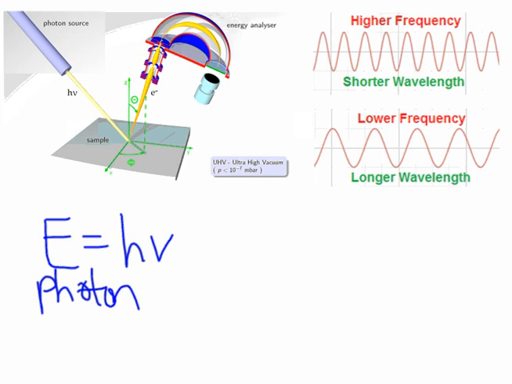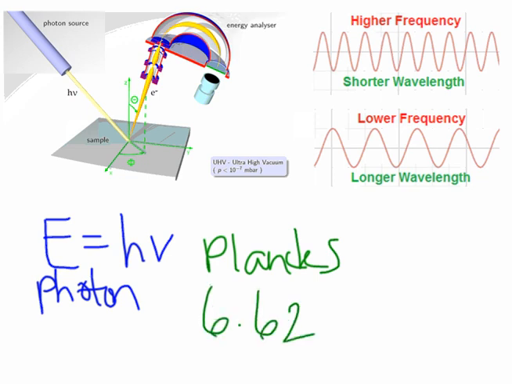And just to clarify something, h is a constant called Planck's constant. Planck's constant is equal to 6.626 times 10 to the negative 34th.